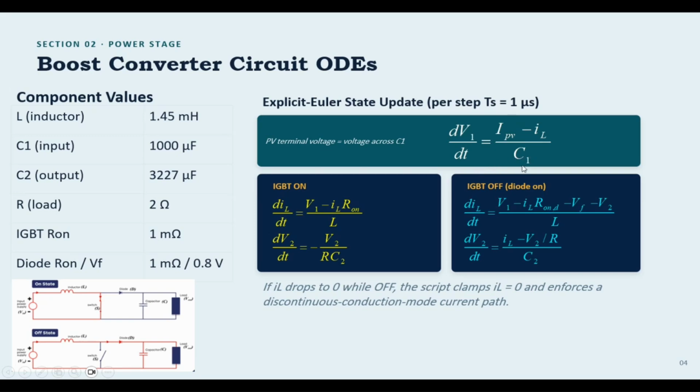But the inductor current and output voltage equations change depending on whether the IGBT is on or off. When it's on, the inductor is basically shorted to ground through its small on resistance, and the output capacitor just discharges into the load. When it's off, the diode turns on, and the inductor current flows into the output, charging C2 and feeding the load. There's also a discontinuous conduction check. If the inductor current would go negative, we clamp it to 0, since current obviously can't reverse through that diode.